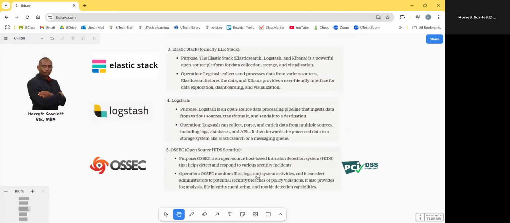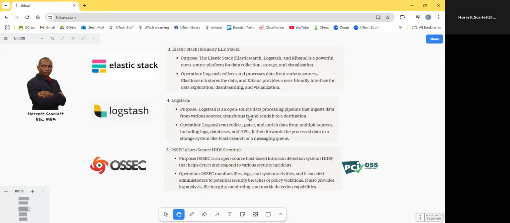Then we'll move on to Elastic Stack. And once again, this is open source and it's useful for collecting data, for storing the data, and for generating effective visualizations so that we can have a better understanding of the relationships that exist between the data that is being collected.